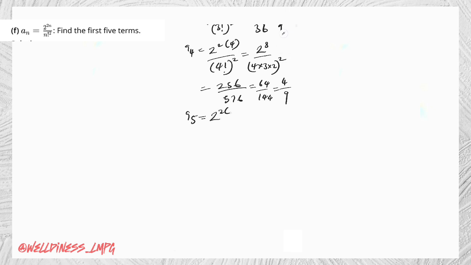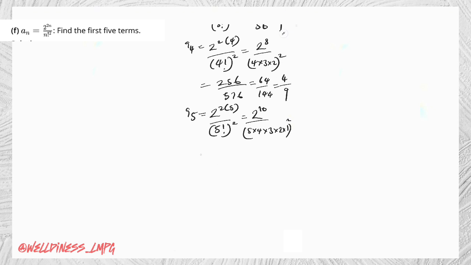Now for A5, we're going to have 2 raised to power 2 times 5 divided by 5 factorial squared. Now 2 raised to power 2 times 5 will give you 2 raised to power 10. And 5 factorial squared is the same thing as 5 times 4 times 3 times 2 times 1, which is 120 squared. So 2 raised to power 10 is the same thing as 1024, and 120 squared is the same thing as 14,400. So this will give you 64 divided by 900, which can be further broken down to 16 divided by 225.